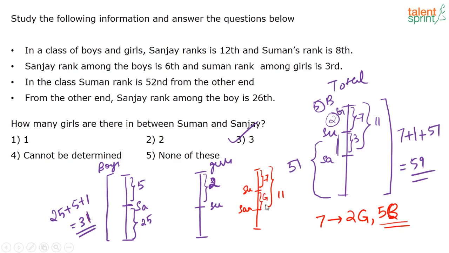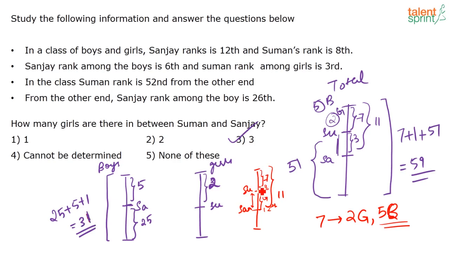Now how many girls will be there between Suman and Sanjay? There are going to be 3 girls because Suman's rank is 8th and Sanjay's rank is 12th, correct? So if their rank is 8th and 12th, how many people will be there? The person with the 9th rank, 10th rank and 11th rank. That is 3.